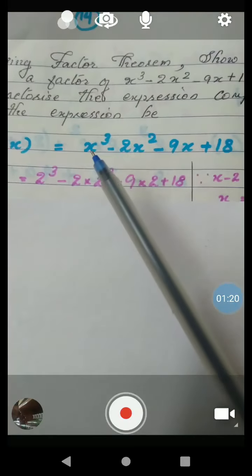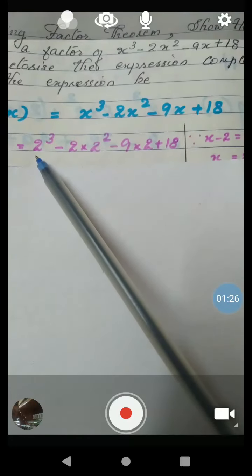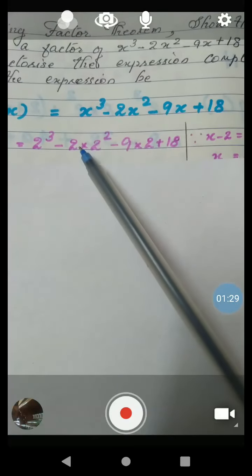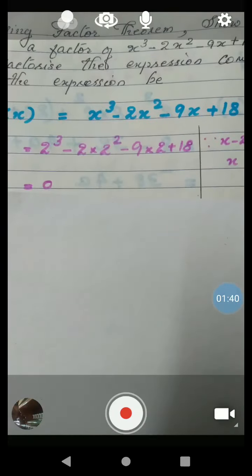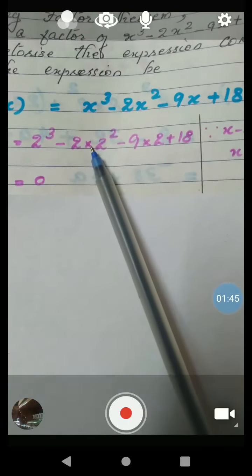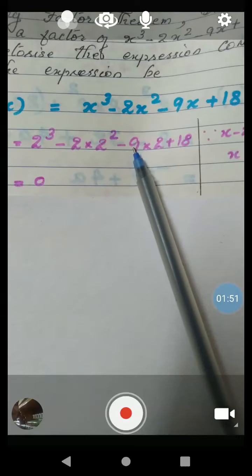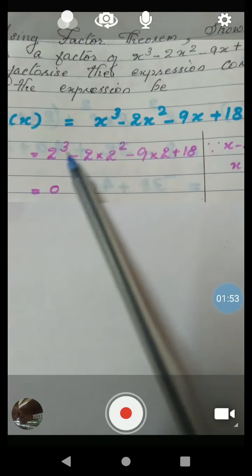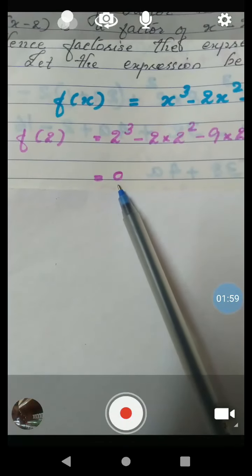Now, substitute the value of x here. f of 2, x is 2. 2 cube minus 2 into 2 square minus 9 into 2 plus 18. When you solve, you will get 0. Here 8 minus 8, 0. Here minus 9 into 2, minus 18. Minus 18 plus 18, 0. So, total sum 0. Therefore, we get f of 2 is equal to 0.